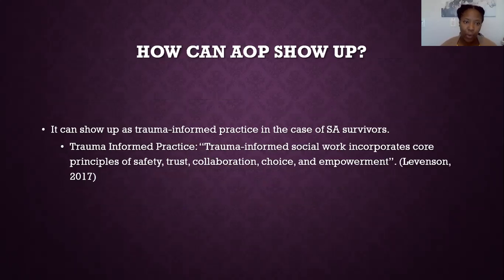So how can AOP show up? And this is where we get into what I would call the action side of things, right? So we can show up in trauma-informed practice as it relates to sexual assault survivors. So trauma-informed practice is something I use at work all the time. And it's really, trauma-informed social work incorporates core principles of safety, trust, collaboration, choice, and empowerment. And here again, we're seeing where choice and empowerment is a part of this whole framework of supporting survivors of trauma. And so we can see that trauma-informed social work can walk hand in hand with anti-oppressive social work.